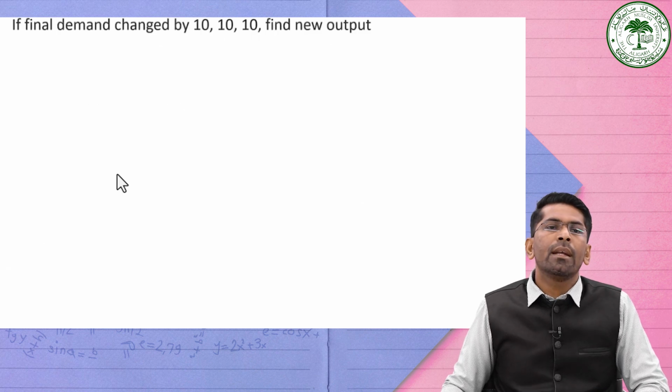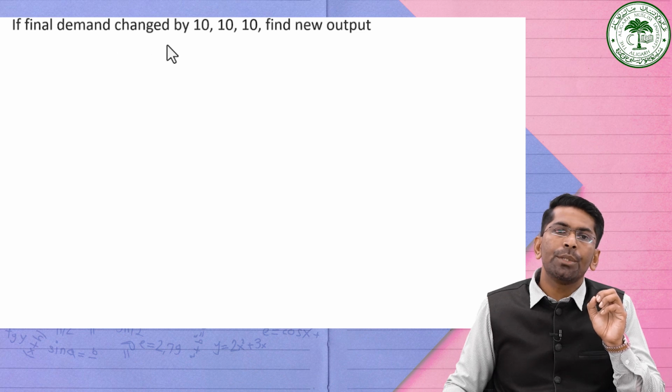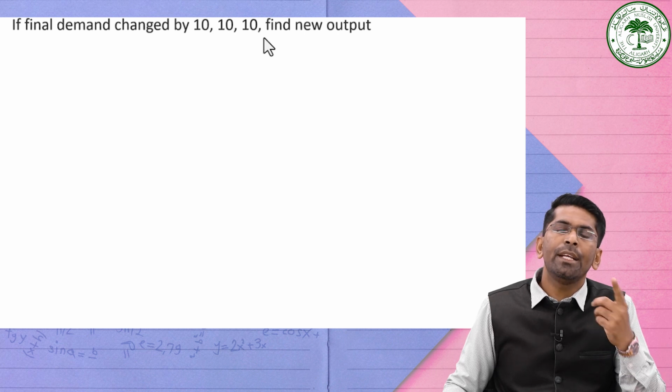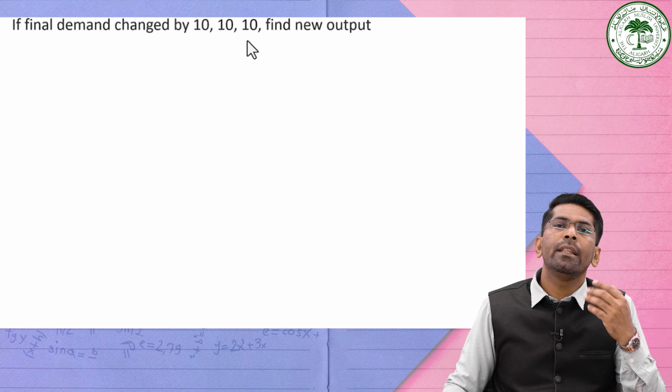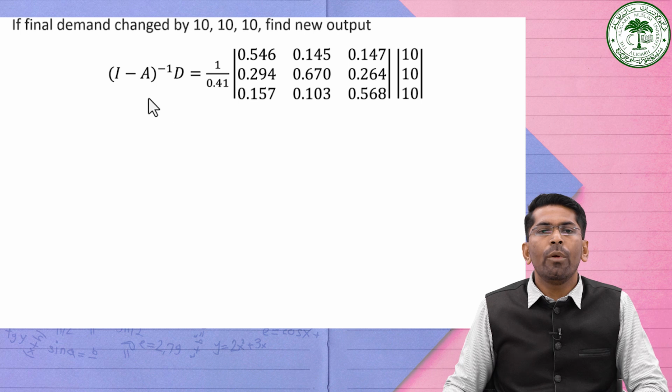Now, the given question is: if the final demand vector changes by 10, 10, 10, that means with the existing demand there is an addition of 10, 10, 10 in each and every industry, then what is the new output? In this case, we again use the same formula, that is finding the inverse and multiplying with D. Here we substitute the final demand 10, 10 and 10. So it is 1 by the determinant value, 0.41, into the adjoint matrix, multiplied by 10, 10, 10.